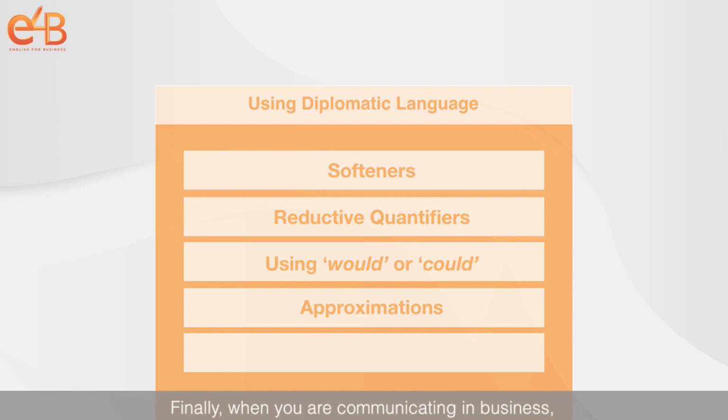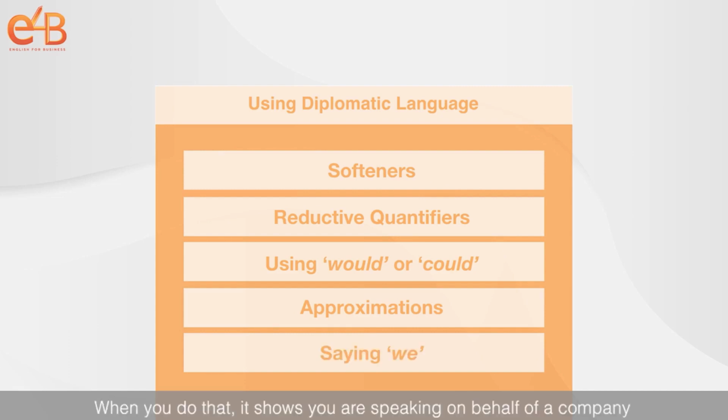And finally, when you're communicating in business, it is more diplomatic to refer to yourself as "we" rather than "I." When you do that, it shows you're speaking on behalf of a company and not yourself as an individual. So rather than saying, "I'm very sorry about the error," that can be changed to "We are very sorry about the error." You immediately reduce the potential negative impact when you're making a negative statement.